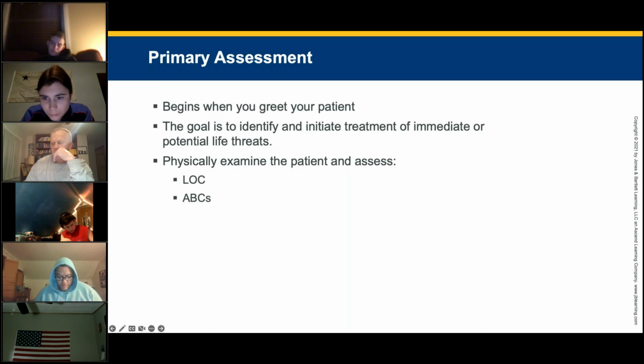The goal is to identify and initiate treatment of immediate or potential life threats. Like I said, you see they're struggling to breathe, or maybe it's a trauma scene and you see that they're hemorrhaging, they're losing a lot of blood. Whatever the case, immediate life threats you're going to address right then and there on your primary assessment.